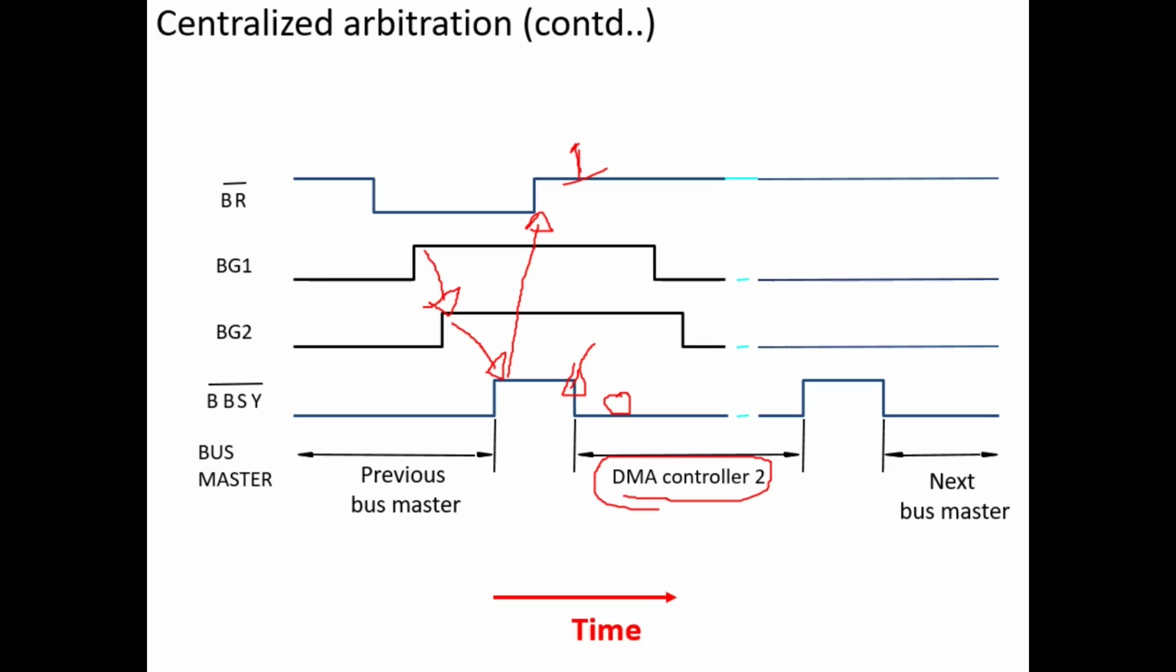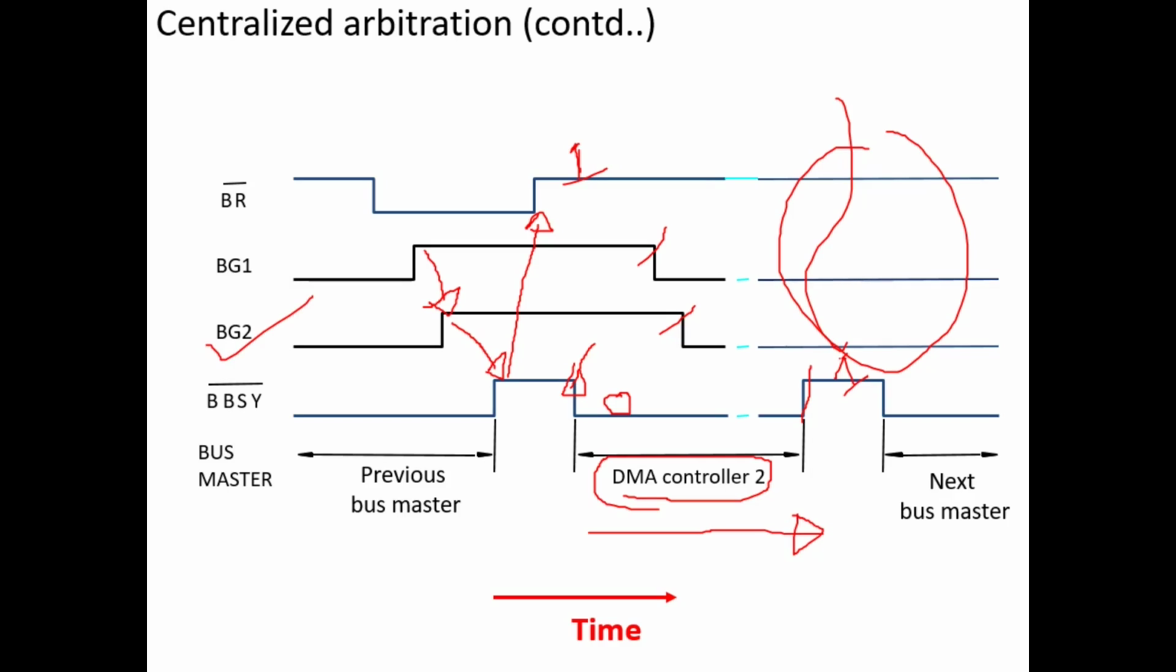While device 2 is using the bus, the other bus grant signals all go down. They are no more required. Bus grant signals have served their purpose, so all go down. The DMA controller uses the bus for some time and then relinquishes or gives up its bus mastership, so it makes bus busy 1 again to indicate that the bus is free. So a new arbitration process takes place in this time. This is the same example I have explained, but here device 2 is the bus master.